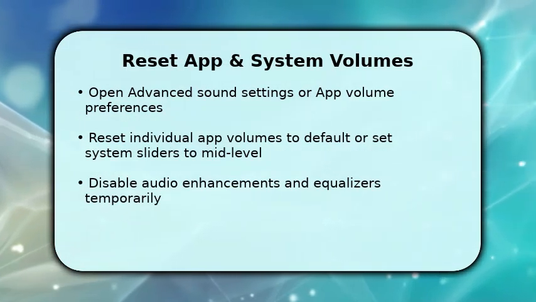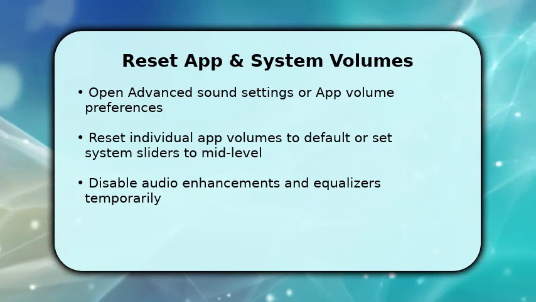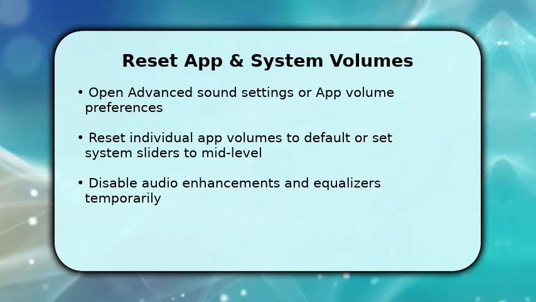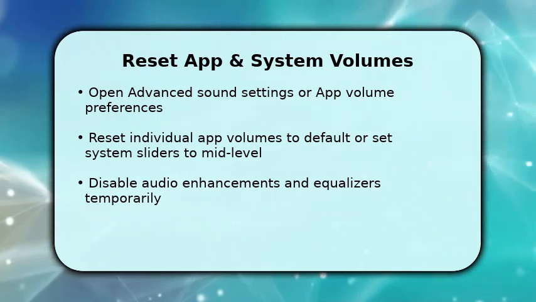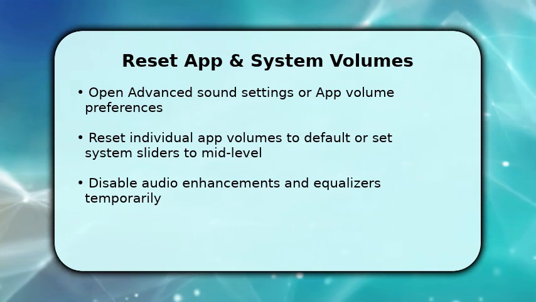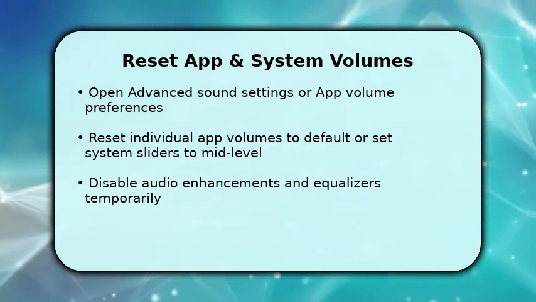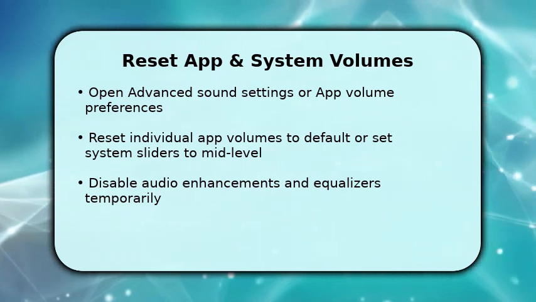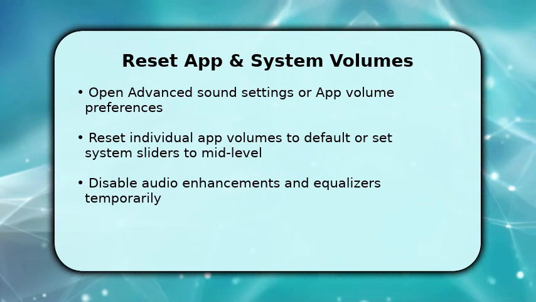In advanced sound settings, set media, ring, and alarm sliders to a neutral level, around 50% to establish a baseline. Then open app volume preferences and restore each app to default if it was customized. Disable any audio enhancements, equalizers, or third-party sound profiles because they can override system levels.